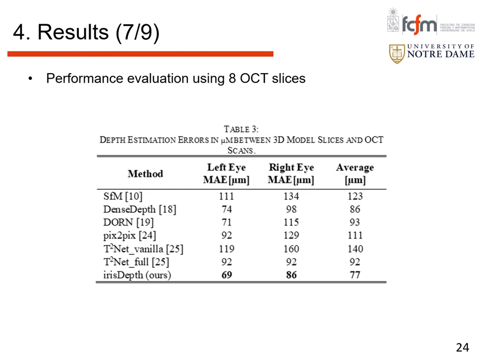The proposed network IRIS-Depth produced a small amount of error in both the left and the right eye, and the average error is 77 micrometers. This number is 60% smaller than the amount of error produced by structure from motion, which was 123 micrometers.